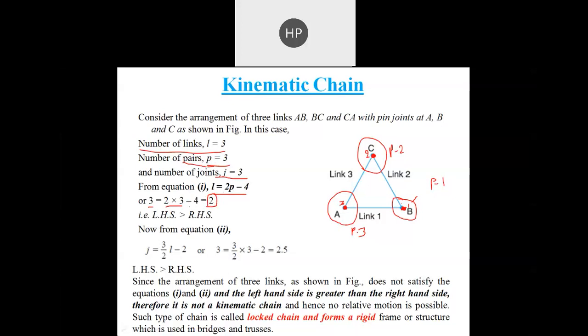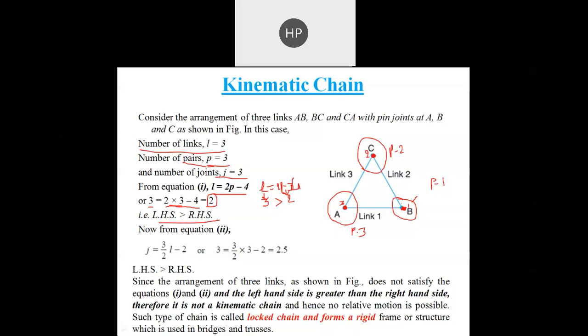So here you can see that the left hand side means L is equal to 2P minus 3. Now what is the value of L? L is equal to 3, and the value of 2P minus 3 is 2. So in this case the left hand side is greater than the right hand side. Left hand side means L is greater than 2P minus 4. So the left hand side is greater than the right hand side.